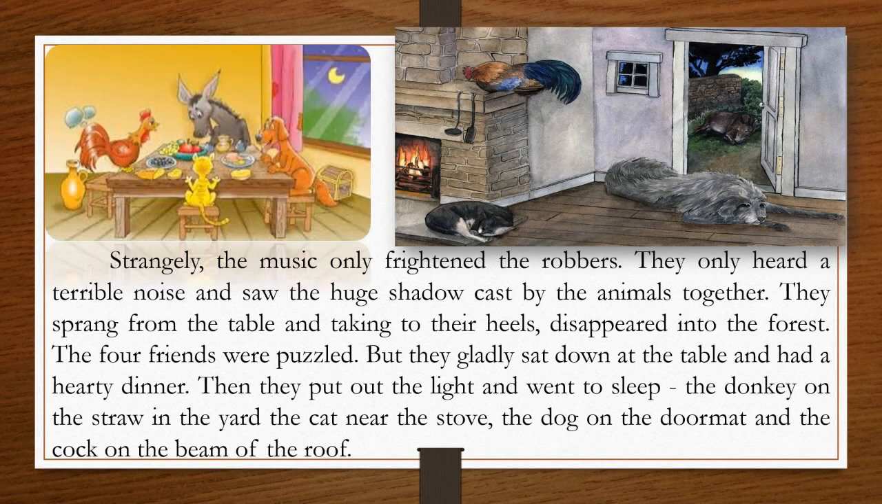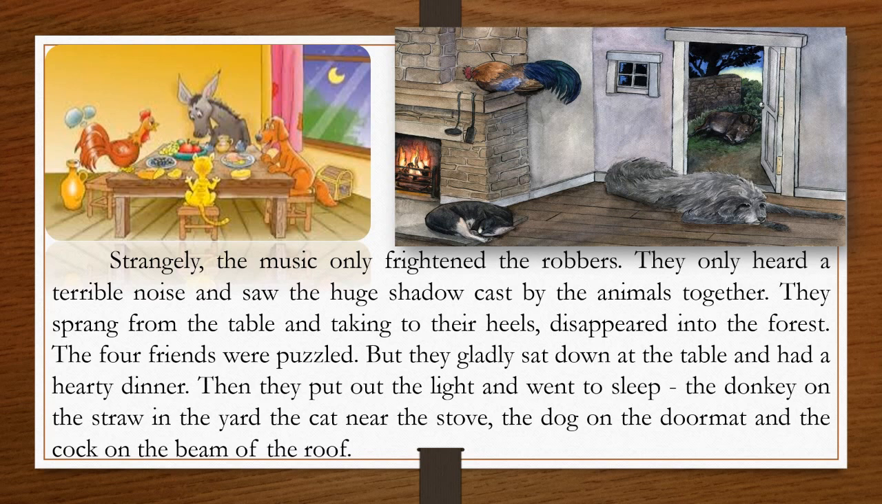Strangely, the music only frightened the robbers. They only heard a terrible noise and saw a huge shadow cast by the animals together. They sprang from the table and, taking to their heels, disappeared into the forest. The four friends were puzzled, but they gladly sat down at the table and had a hearty dinner. Then they put out the light and went to sleep. The donkey on the straw in the yard, the cat near the stove, the dog on the doormat, and the cock on the beam of the roof.